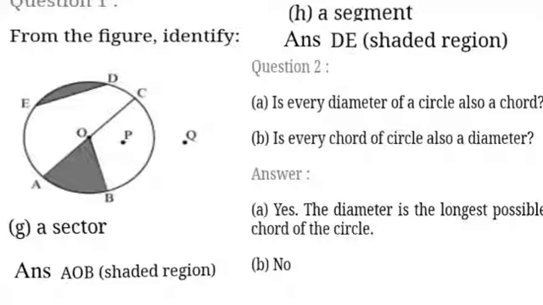Okay. Now, the sector is AOB, that is this shaded region, and you have to write the segment of the circle. The segment of the circle is this shaded region, the darker ED or DE, whatever.